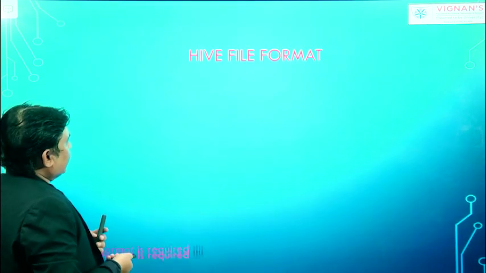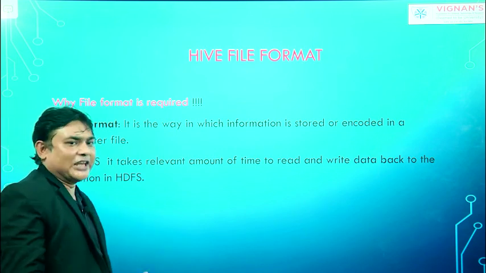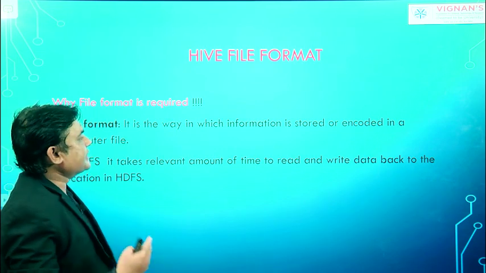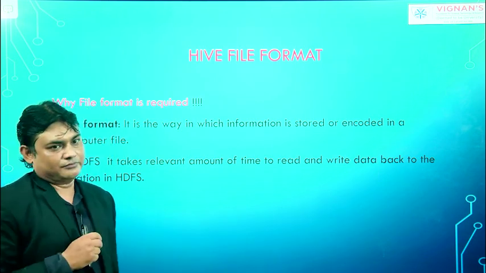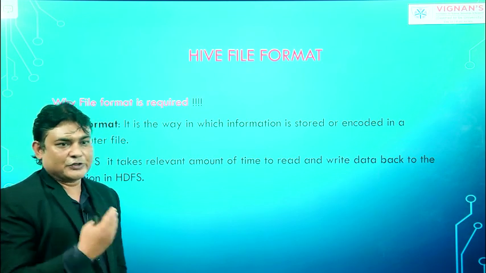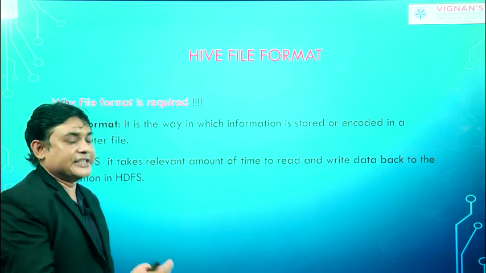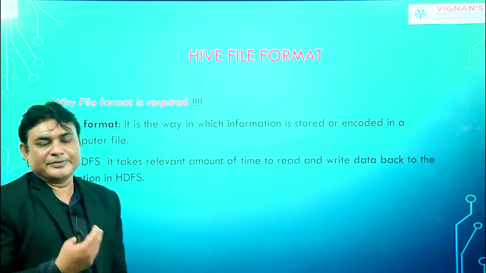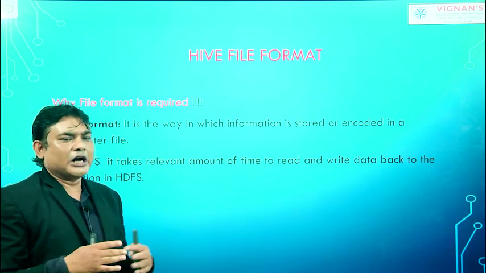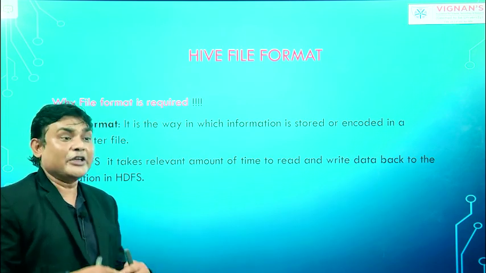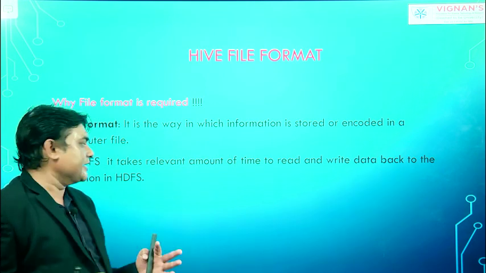Now next you are going to see the Hive file format. What is a file format? It is a way in which information is stored and encoded in a computer file. So in computers, how are we going to store information? Some people store information as a text file, or as an image file. We have different types of formats through which we decide how to store information inside computers. It is a way of representation, how the information is encoded within computers. That is called a file format.